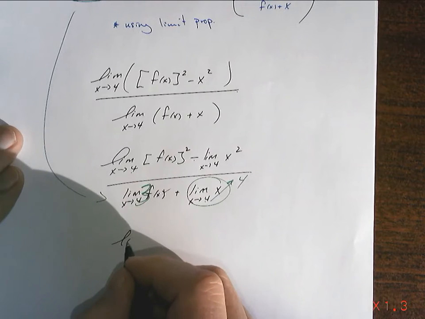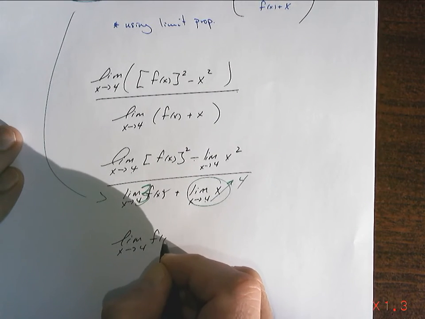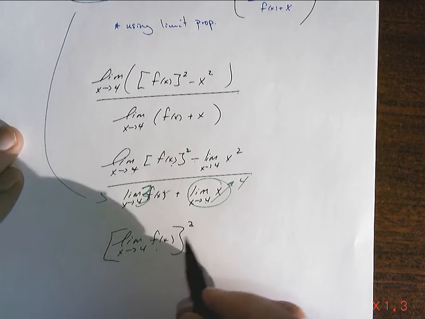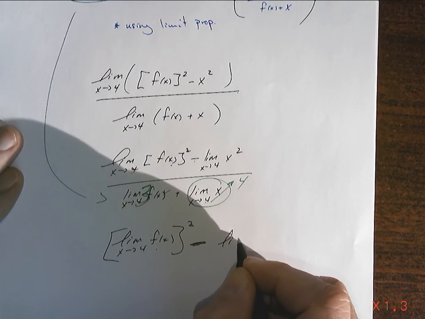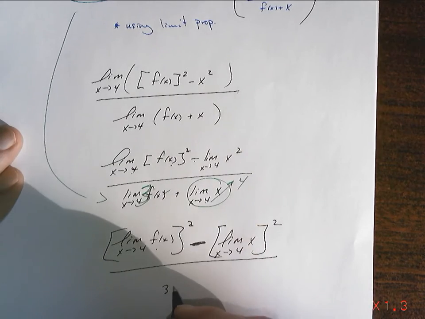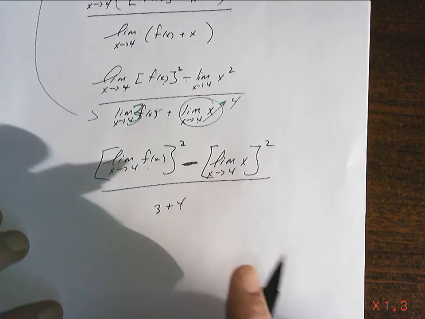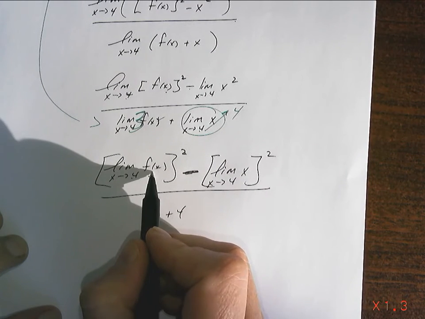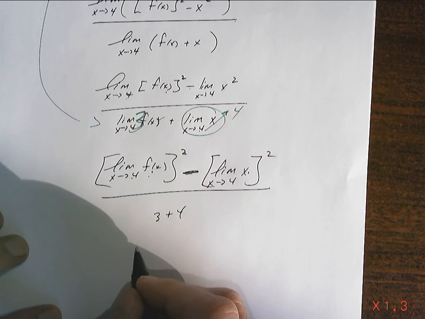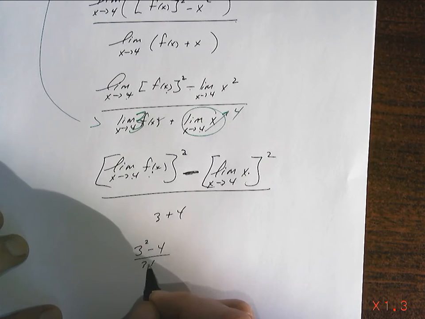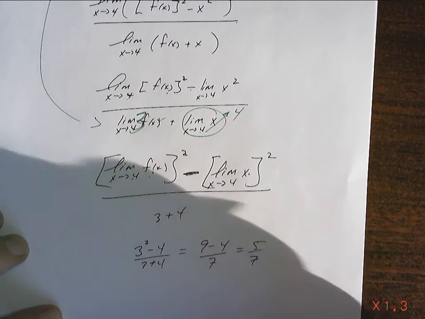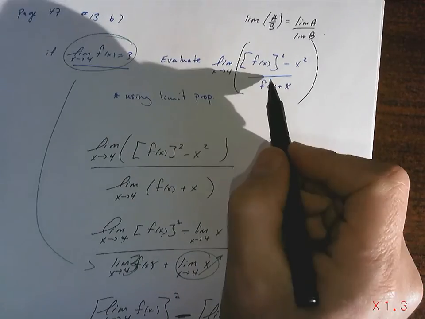So what I'm going to do is take the limit as x approaches 4 of f of x, and I'm going to say that the limit of a power is the power of the limit. And I'm going to do the same thing again over here. And I'm going to get 3 plus 4 on the bottom. Okay, so now this one, I know what it is. This is 3. And this one I know what it is. This is 4. So now I've got 3 squared minus 4 over 3 plus 4. So I get 9 minus 4 over 7, and I get 5 over 7, which is the answer to that limit.